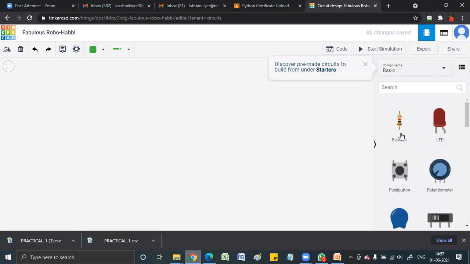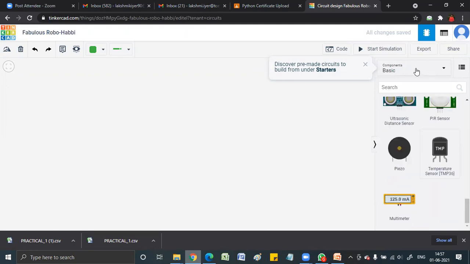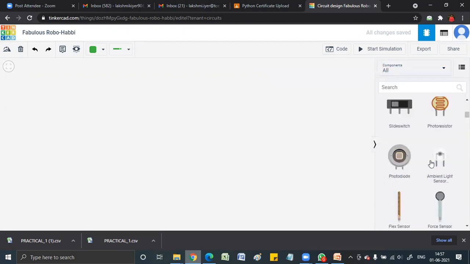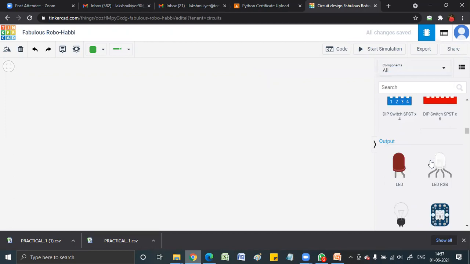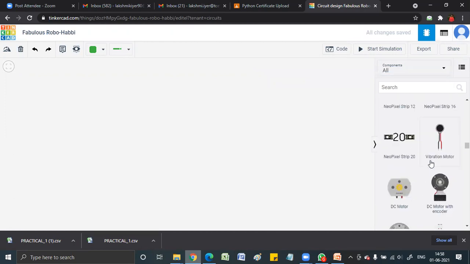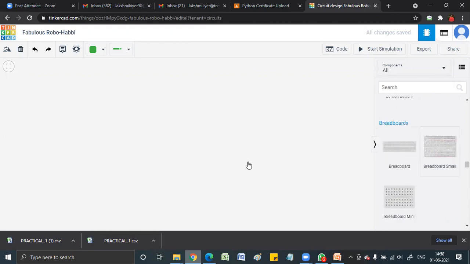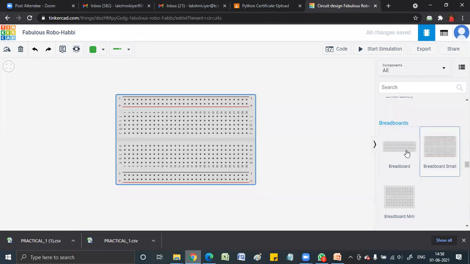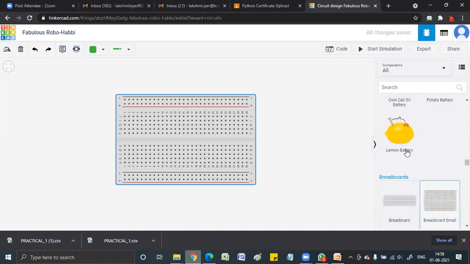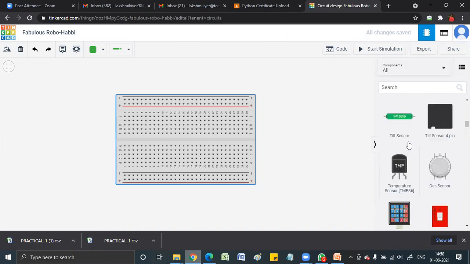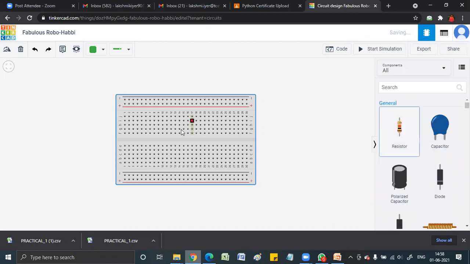So what I'm doing is I'm just picking up the breadboard first. Understand this experiment properly, because this is the experiment where you'll be able to see how to read from an oscilloscope on Tinkercad. Just take a breadboard, breadboard small. Then the first component is the resistor. Just pick up a resistor, and I've not dropped it.